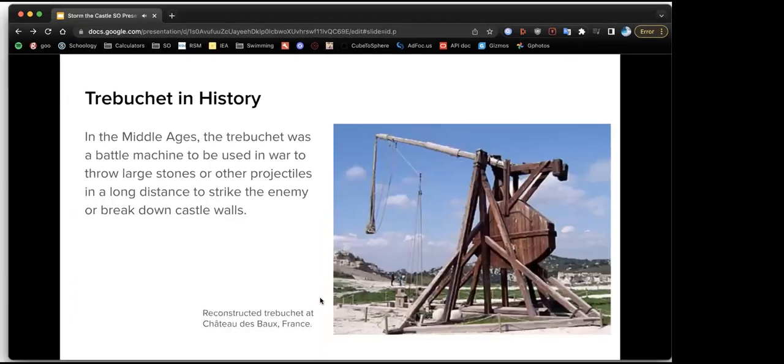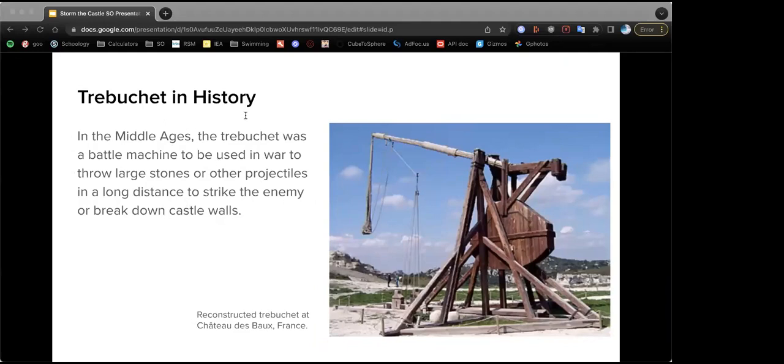All right, so now that you know how the event works, let's get into how we're gonna build this event device. The name of the device that we will be using is the trebuchet. This device was used as a battle machine in the Middle Ages that threw large stones and other projectiles at enemies and castle walls. The trebuchet was especially preferred by militaries because of its great force and great accuracy.